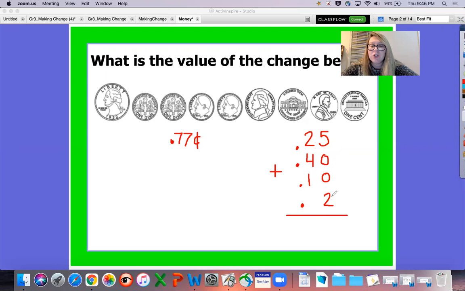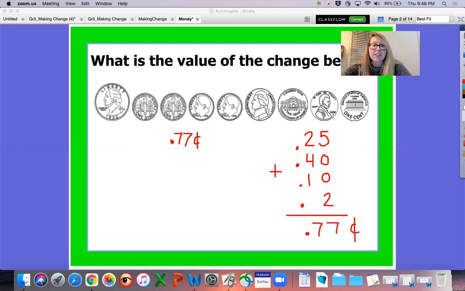5 plus 2 is 7. 2 plus 4 is 6. And 6 plus 1 is 7. Bring down our decimal point. We get 77 cents. So whichever strategy you use, you get the same amount. So you just need to decide, do you like skip counting, or do you prefer to create an addition equation? Okay.